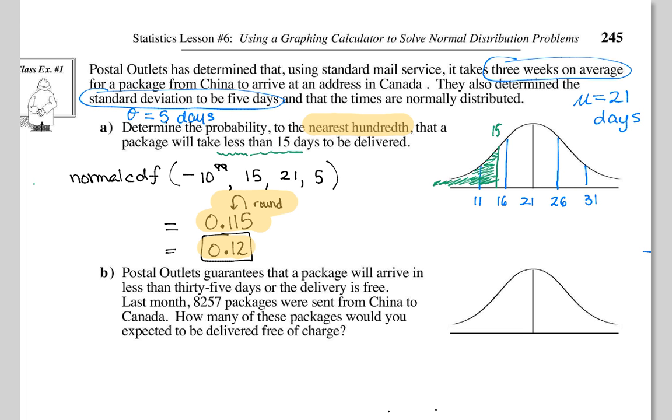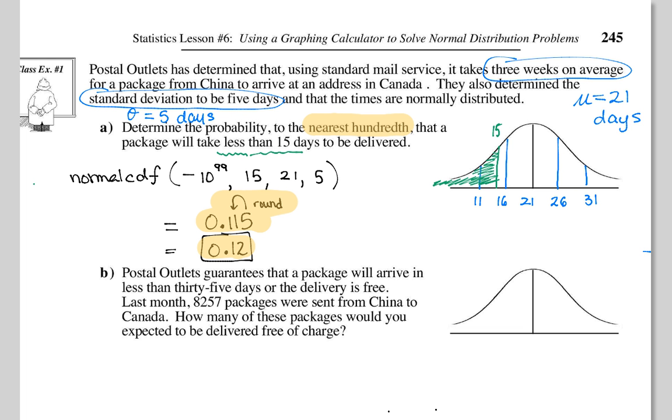Okay, the post office here is going to say we're going to guarantee that if the package arrives in less than 35 days, or the delivery is free. So it's going to come within 35 days, or otherwise you get it for free. Last month, about 8,000 packages were sent from China. How many of these packages would you expect to be delivered free?